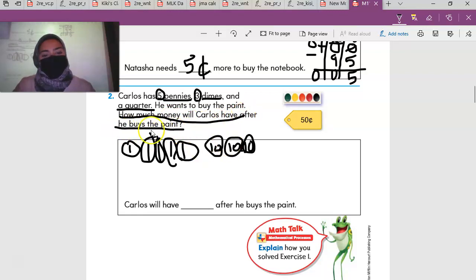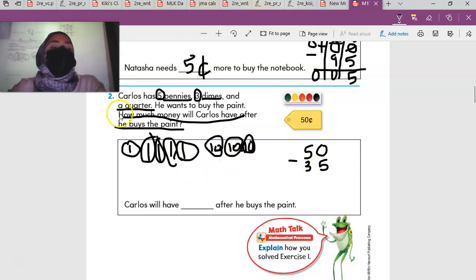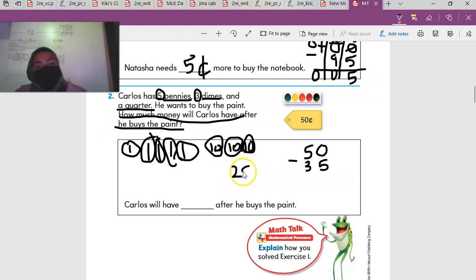So first we have to count how much money he has. He has 10, 20, 30, 31, 32, 33, 34, 35. He has 35 cents. The paint costs 50 cents. Oh, oops, guess what we forgot? A quarter. Good job. We forgot the 25. He doesn't have 35 cents.